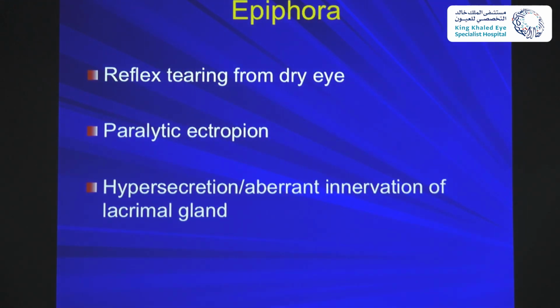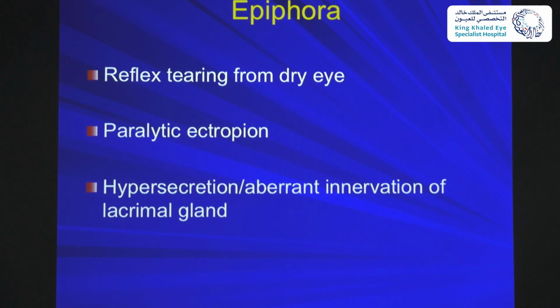What about epiphora? Epiphora can be a result of reflex tearing from dry eye, paralytic ectropion as we mentioned, or hypersecretion or aberrant innervation from the lacrimal gland, which we call crocodile tears, especially in patients when they recover facial nerve function. They will have tearing whenever they eat because of the crocodile tears, or aberrant regeneration of the lacrimal gland.